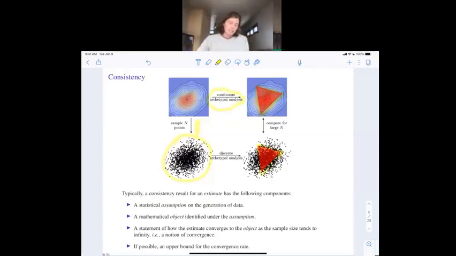Generally, you have to do a little bit of work for a consistency result. You have to define the statistical assumption about the generation of data. You need to identify the mathematical object that you're going to converge to. You have to talk about the notion of convergence, and then of course, whenever you have convergence, the next thing you ask about is a convergence rate, right? As you increase the sample size, what's the rate of convergence to the continuous object? Okay, so that's what I want to establish for archetypal analysis.